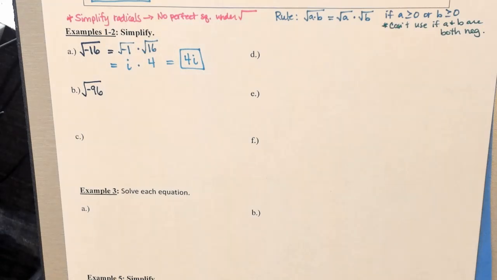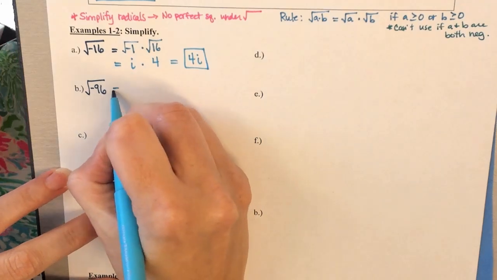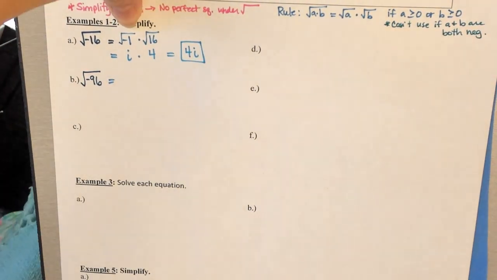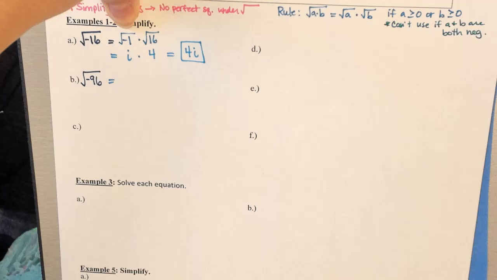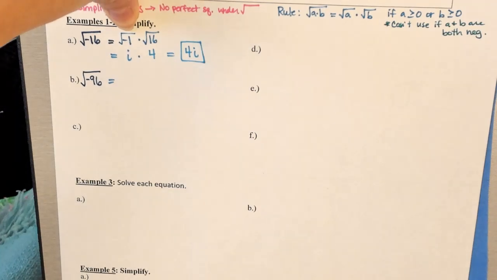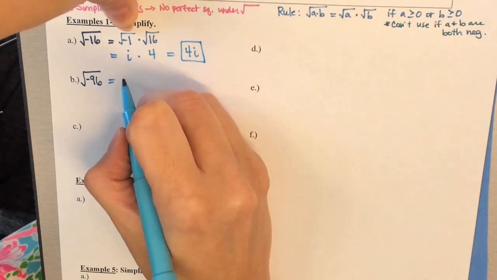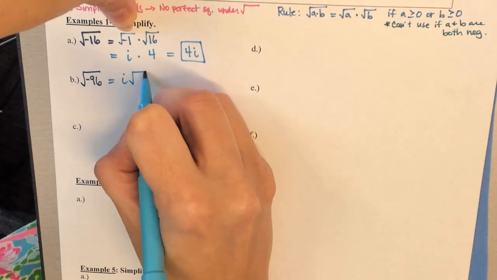We're going to do the square root of negative 96. So we're going to start in a very similar fashion that we did to the last one. You do not have to write out this step every time, the square root of negative 1, because that's just going to turn into what? The i, so this is going to be i square root of 96.